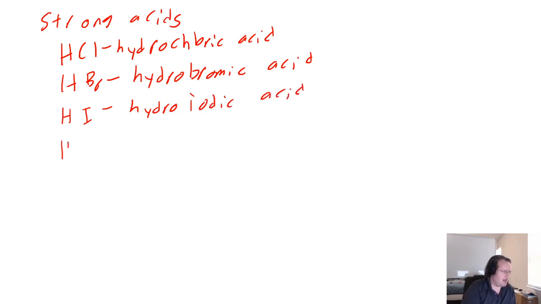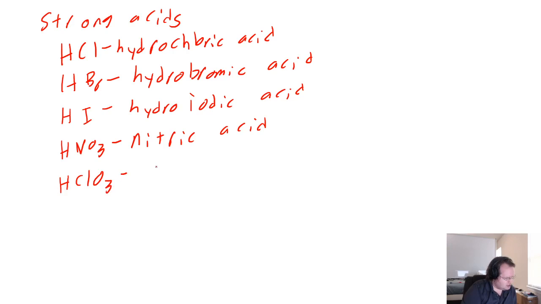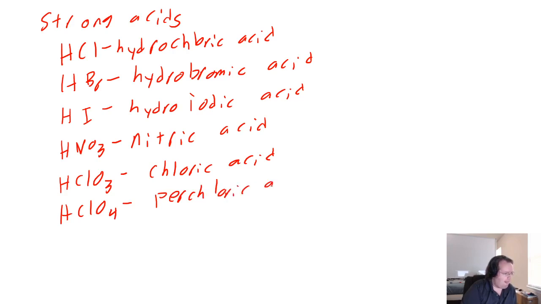Then we have HNO3. This is nitric acid. We then have HClO3, which is chloric acid. We then have HClO4, which is perchloric acid. And then finally we have H2SO4, which is sulfuric acid.